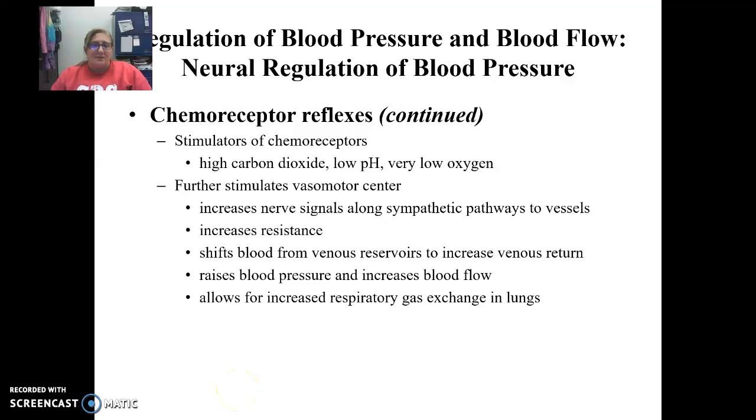Okay, so the chemoreceptors I was just talking about before I got cut off, because I didn't get cut off because I paid attention to time, are going to respond to carbon dioxide levels, pH, and oxygen levels.